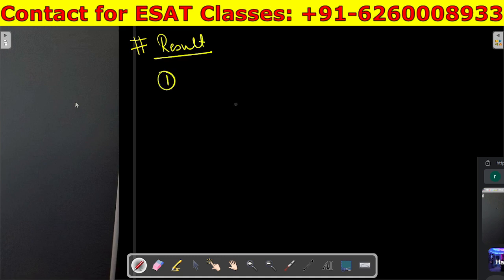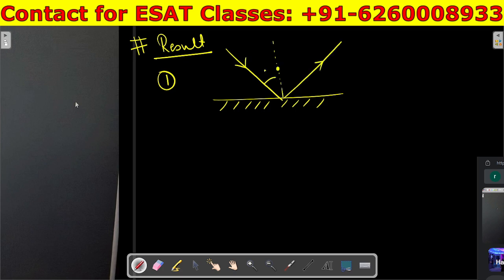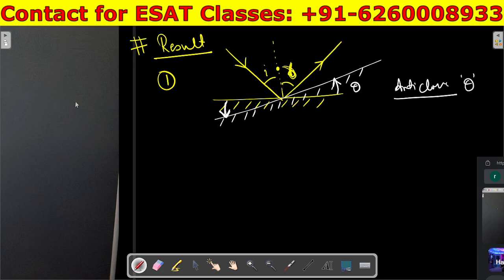So the first result is, suppose I have this plane mirror. This is an incident angle, and this is the normal, and this is the reflected angle, right? So this is the angle i, and this is the angle theta, or we can say the reflected angle. So the first concept you should know is that if I rotate my mirror by an angle of theta, and I have rotated it in the anti-clockwise direction, as you can see here, right? The mirror is rotated in the anti-clockwise direction, and the magnitude is theta.